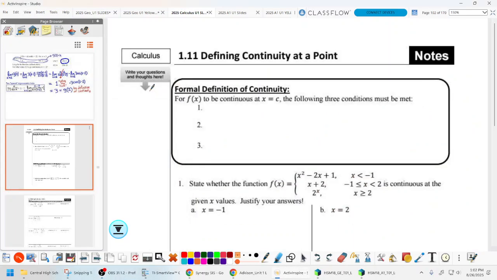Alright, so here's our formal definition of continuity. Alright, 3 criteria. All 3 must be true. Must be met or true to be continuous. So before we do this, I bet you can come up with them, perhaps, or at least a couple of them.